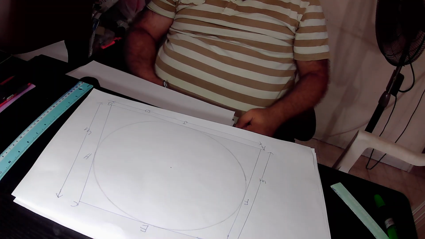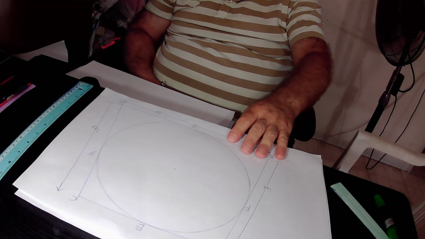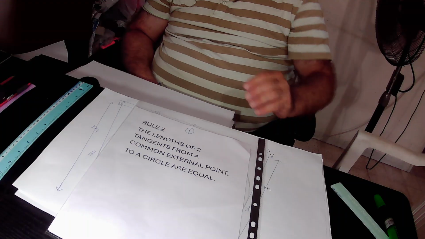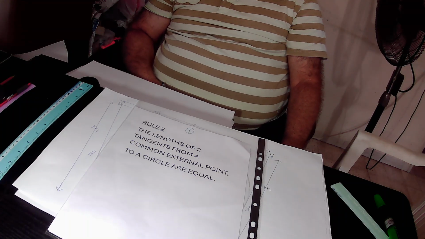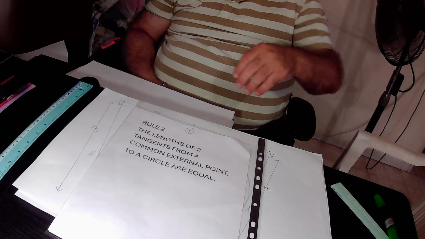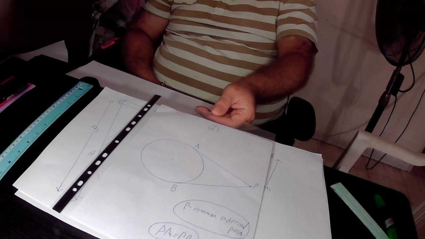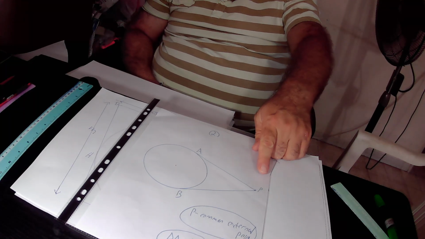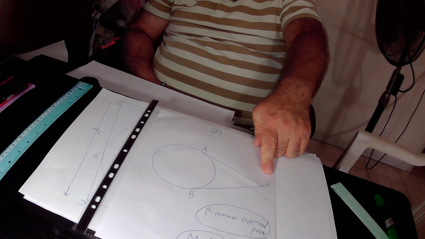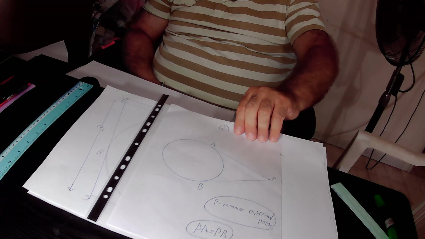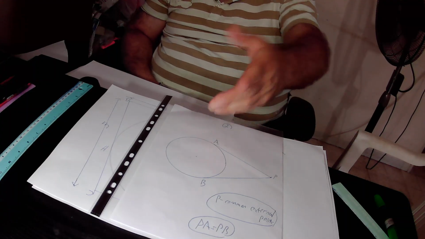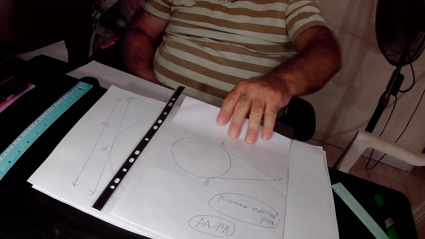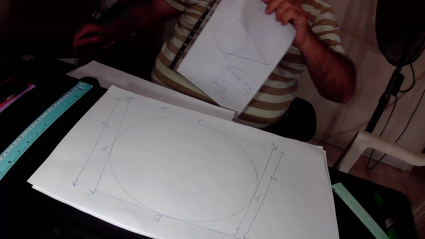Here we can implement rule 2. Let's take a quick look at rule 2. According to rule 2, the lengths of two tangents from a common start point to a circle are equal. In the drawing, we have a circle. This is the common start point P. From this common start point P, we have two tangents to this circle, tangent PA and tangent PB. And according to rule 2, they are equal to each other. That is to say, PA equals PB. So we can actually implement rule 2 in our drawing.